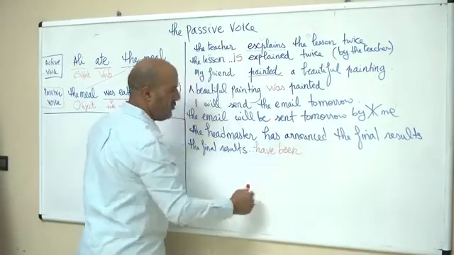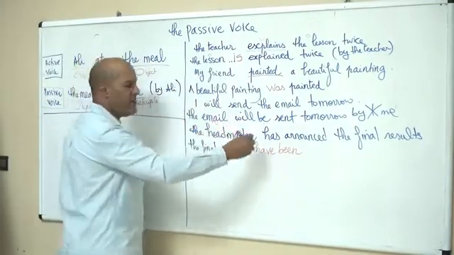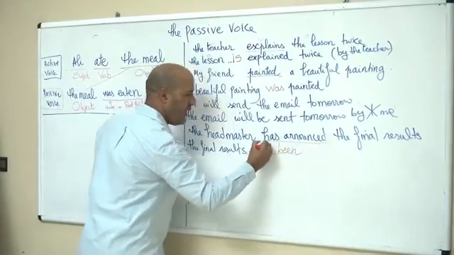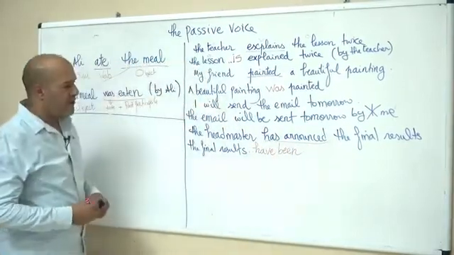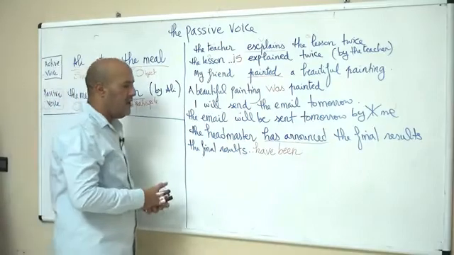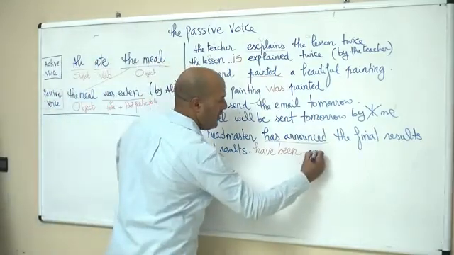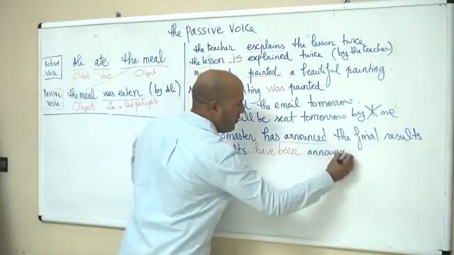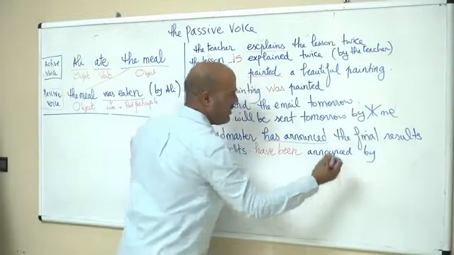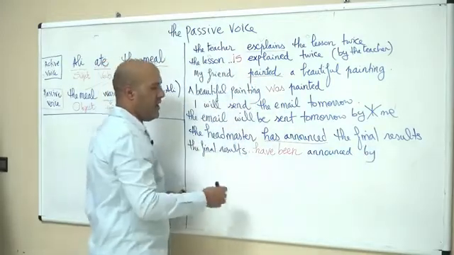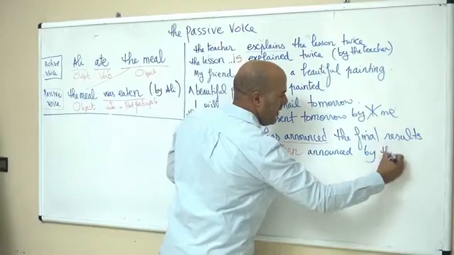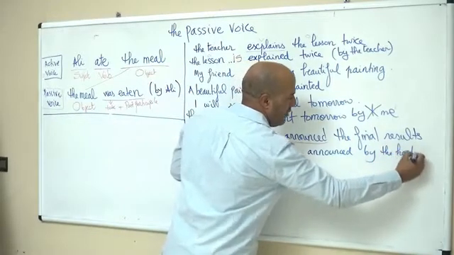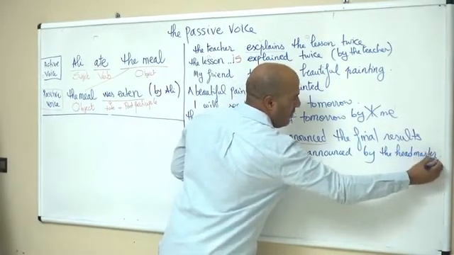have been. So this is the verb to be in the present perfect. So here we have has announced. So the final results have been announced by, of course, as I said, if you want to mention it again, you say by the headmaster.